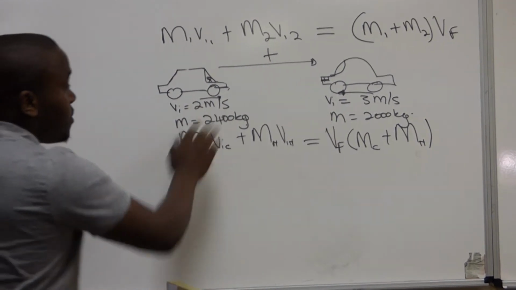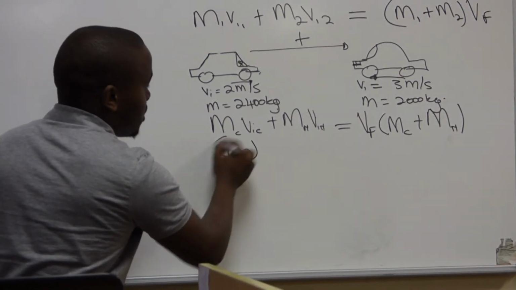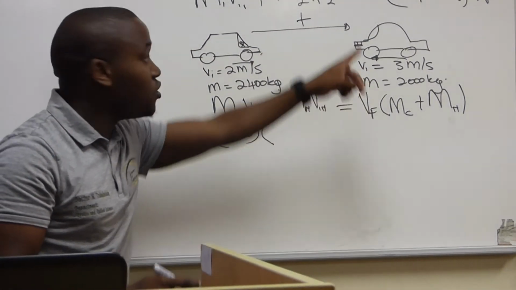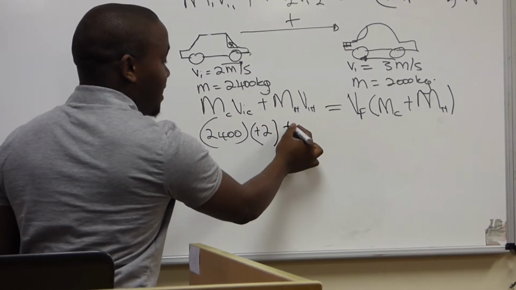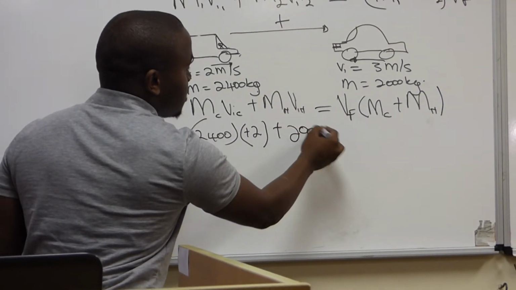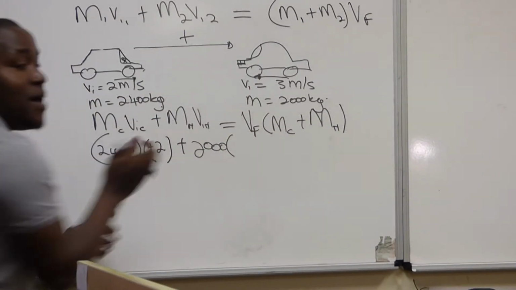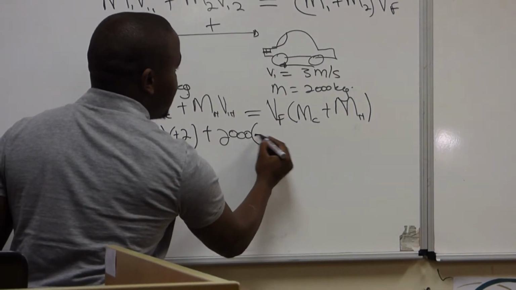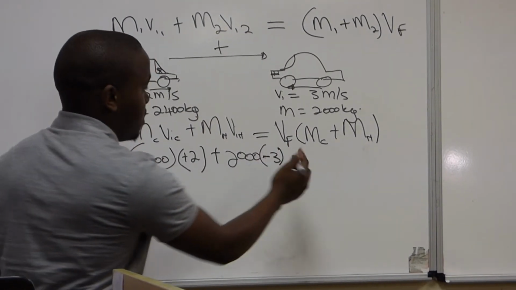Now let's look at the mass of Chippy. The mass of Chippy is 2,400 kg. For the initial velocity, we choose this direction as positive, so I can put positive 2, plus the mass of Natasha, which is 2,000 kg. But the initial velocity of Natasha is this way, and my positive is this way, which means my negative is this way. So I have negative 3. Guys, do you all understand?